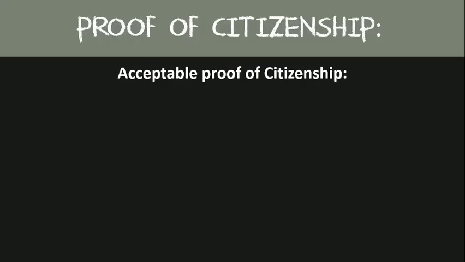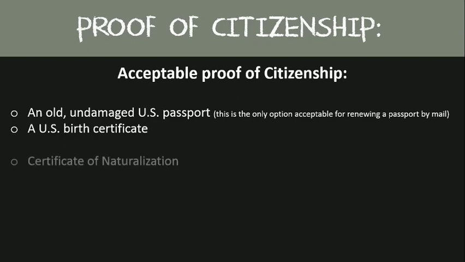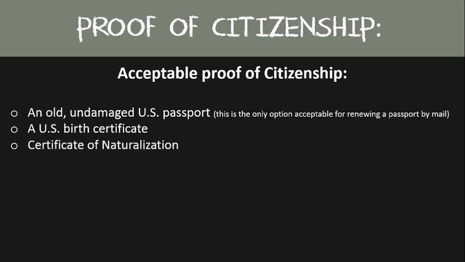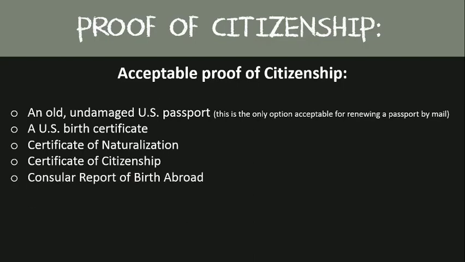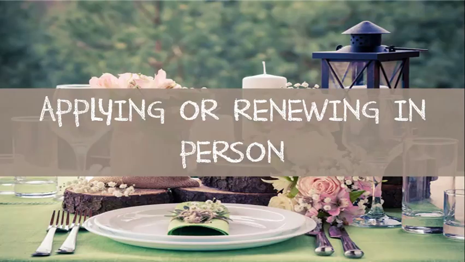Proof of citizenship. Acceptable proof of citizenship includes an old undamaged U.S. passport, a U.S. birth certificate, a certificate of naturalization, certificate of citizenship, or a consular report of a birth abroad. In addition to the original documents, you must also provide a photocopy of your proof of U.S. citizenship. In this section, we're going to talk about what you need and what you need to do if you're applying for a new passport or renewing your passport in person.